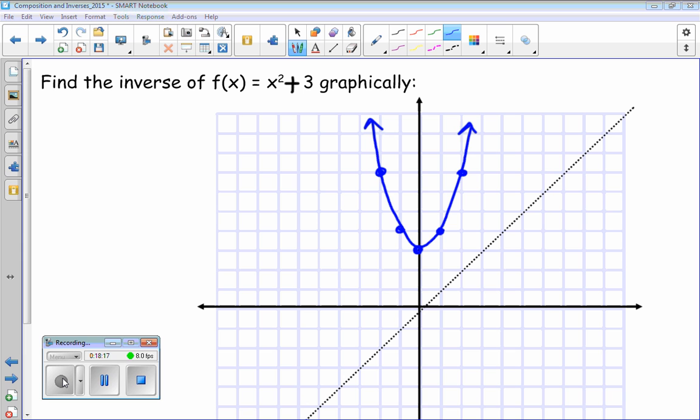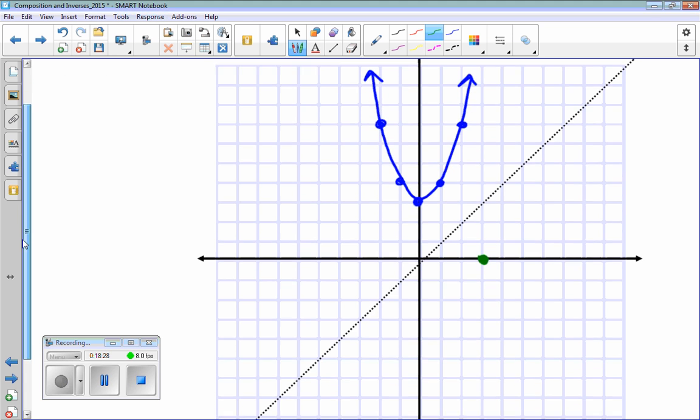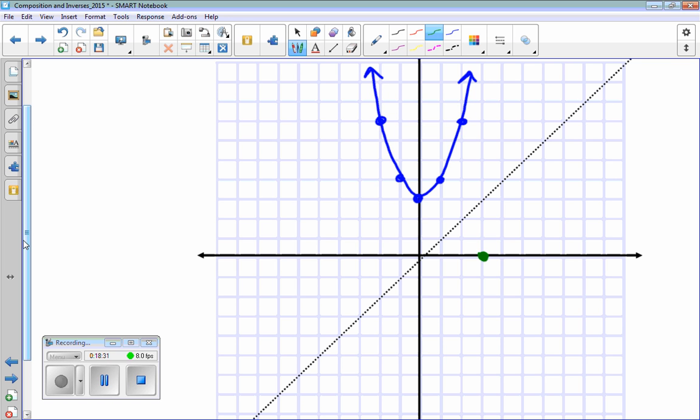Okay, and so tell me some of the coordinates that would be on the inverse graph. Perfect. So I'm going to graph the point (3, 0). Good. Give me another set of coordinates. Angela, give me another pair that would be on there. Okay, so (1, 4) is currently on there, so now it would be (4, 1). Good. If I remember the pattern, I can just use the pattern.